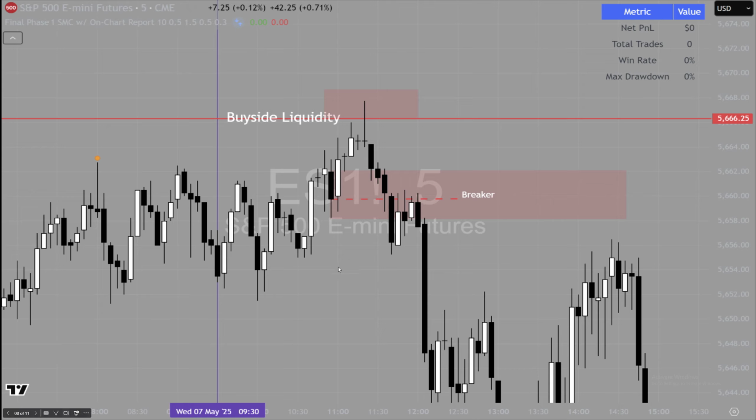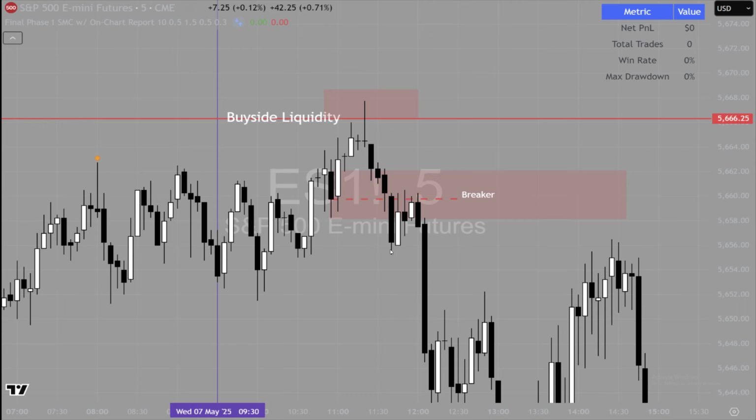Now, I cropped this photo. It's not the best, but you can go to Wednesday, the 7th of May, 2025, and you'll see at this exact time, this does put price into a selling algorithm. And it does trade into this block here, the breaker block. But that's another lecture.